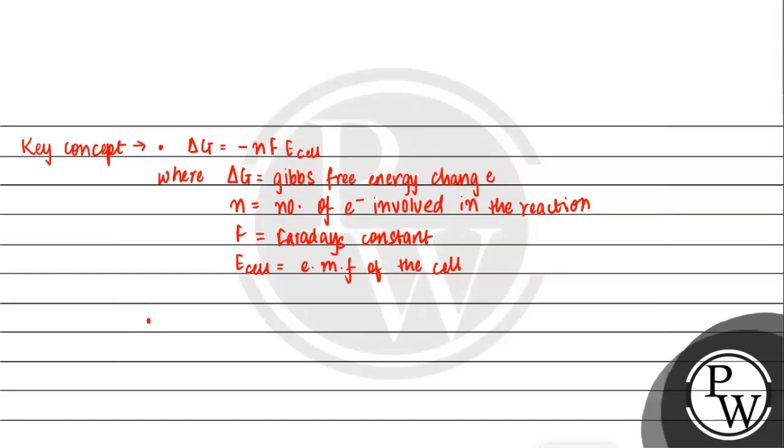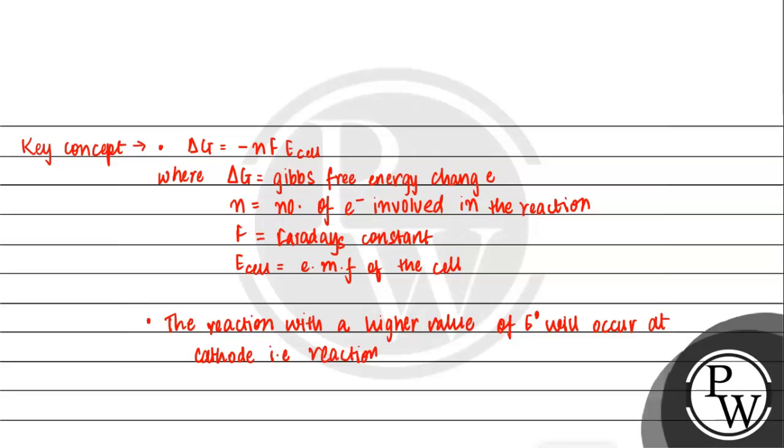Second point of key concept will be the reaction with a high E° will occur at cathode. That is, the reaction with the higher E° value, that is the element, will undergo reduction.